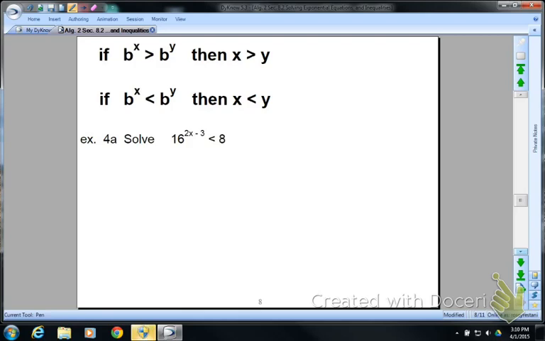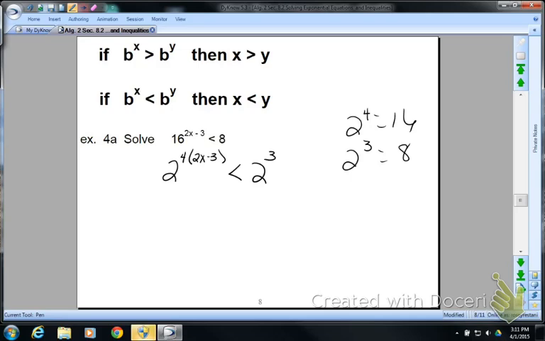Now let's first look at our bases. We have a base of 16 and a base of 8. I don't have anything in common, but I can manipulate them to have a base of 2. 2 to the 4th power is 16. And 2 to the 3rd power is 8. So my bases are identical.